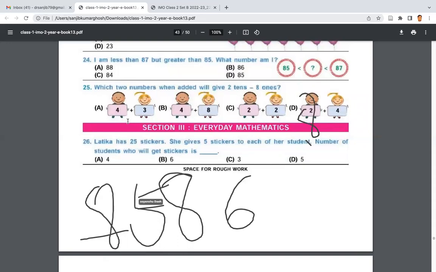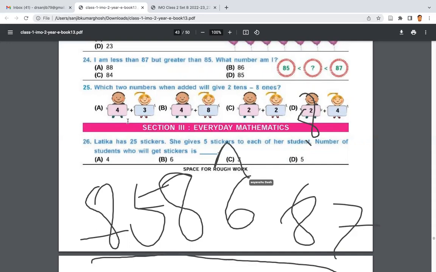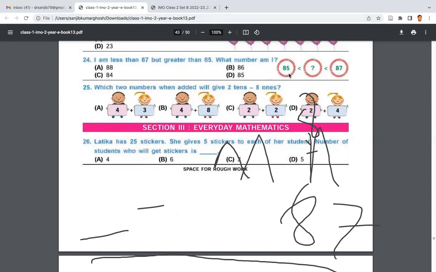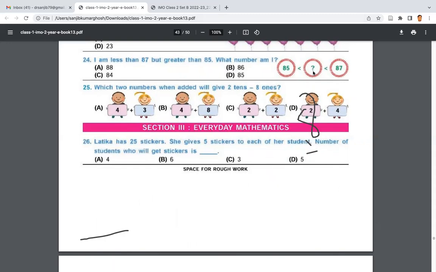And then it will be correct in the middle. Excellent, Shivanshu. Very good. In the middle, we will be having 86, after 85. 84 comes before 85, and 88 comes after 87, and 85 is already given. So 86 is the correct answer. Excellent, Shivanshu. Now tell me number 25, beta.